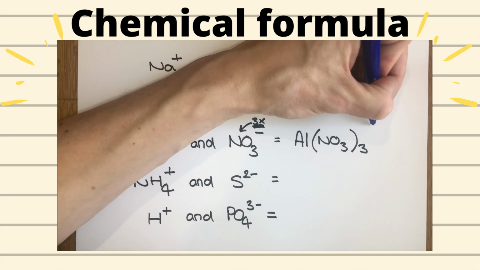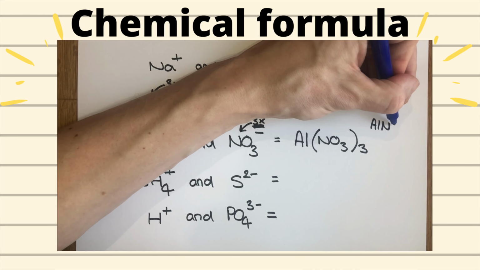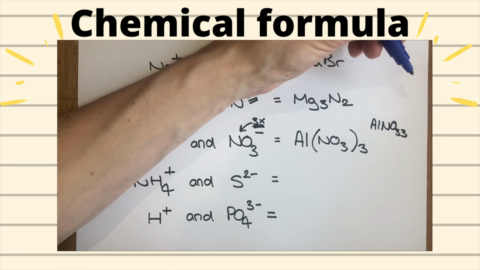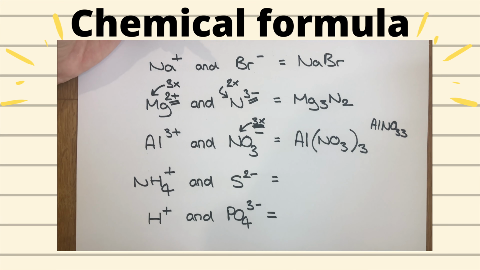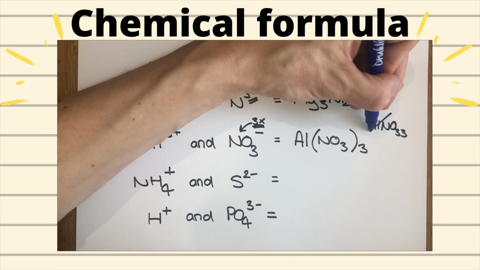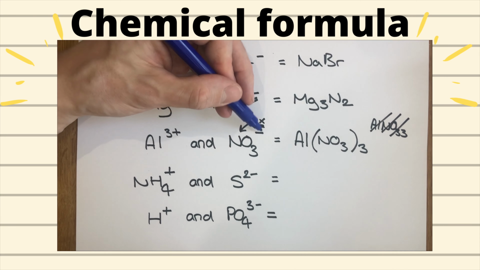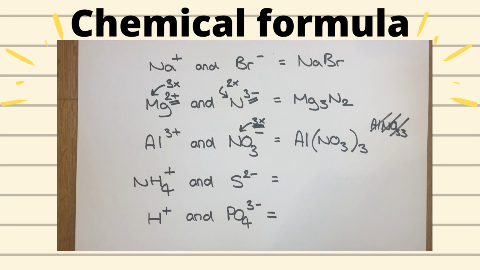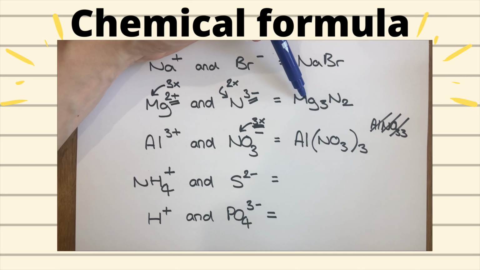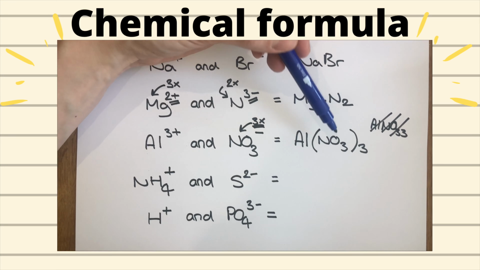Without the brackets, it would have actually read AlNO33, which would have been 1 aluminium, 1 nitrogen, and 33 oxygens. That's definitely not what I wanted. What I wanted was 3 lots of this with 1 of those. And that gives me my aluminium nitrate. So check your names so far. Sodium bromide, magnesium nitride, aluminium nitrate.